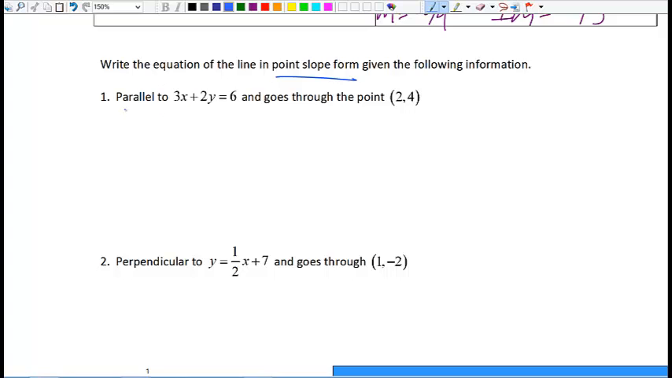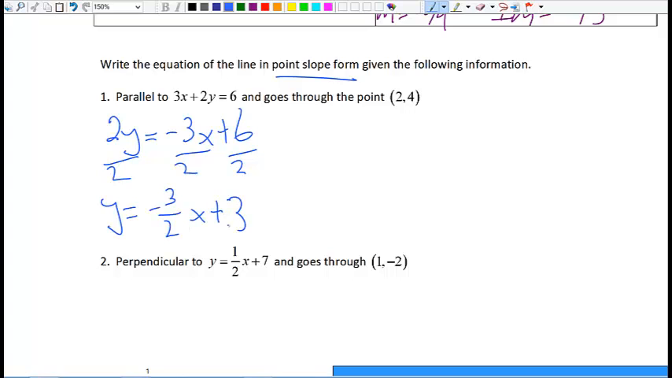So let's say I want an equation parallel to 3x plus 2y equals 6. Well, I need to find the slope off of this, and some of you might know shortcut formulas. I'm one that has to look it up, in which case it's not necessarily a shortcut, but I do know how to rewrite it. So if I bring the 3x over, I get 2y equals negative 3x plus 6, and then if I divide everything by 2, I get y equals negative 3 halves x plus 3.